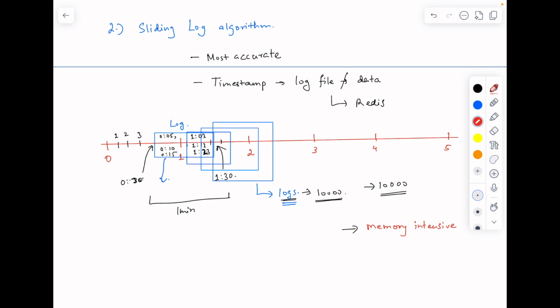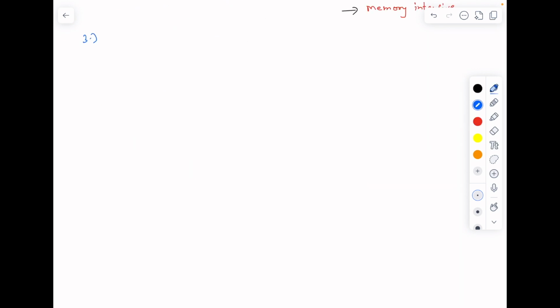So the trade-off we are making here is that we are trading off memory and getting high accuracy, and it is also computationally expensive to store and look up so many timestamp values under huge load. So this is the sliding log algorithm. Let us look at the next rate limiting algorithm, called the sliding window counter.